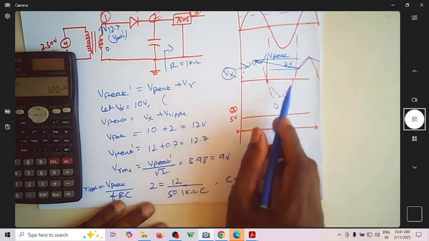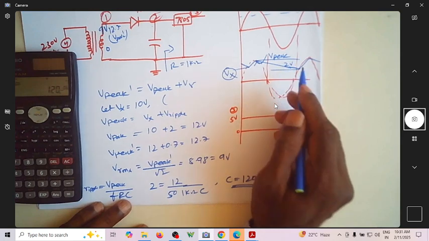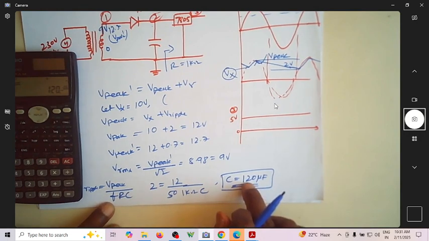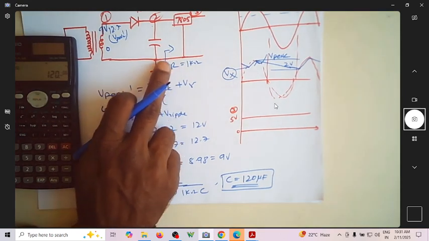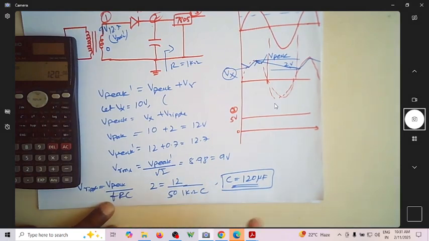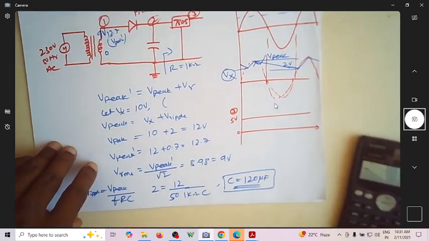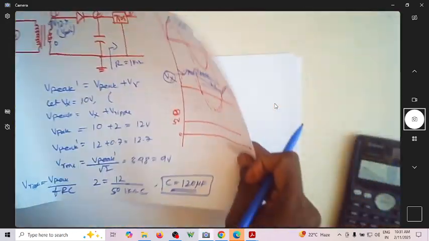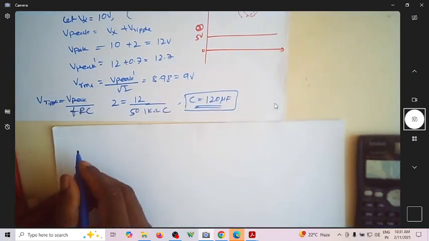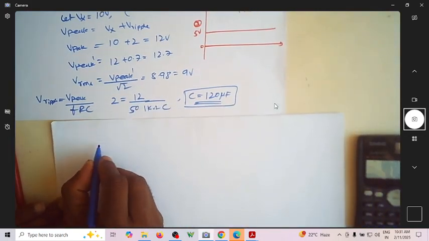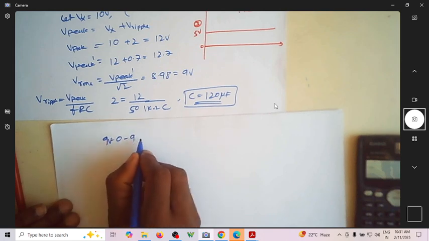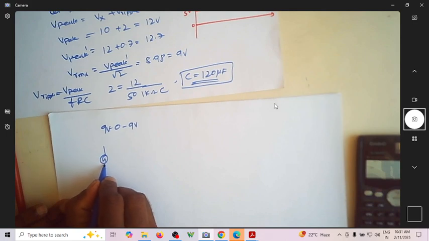Even if the ripple voltage is less, it's fine. So C should be a minimum of 120 microfarad, and if R, which is the input impedance of 7805, is 1 kilo ohm, you'll have a ripple voltage of 2 volts. Now maybe in the lab you have a C of 500 microfarad. So what we'll do is choose a transformer of 9-0-9 rating, that is 9 volt, 0, 9. This is my transformer rating.